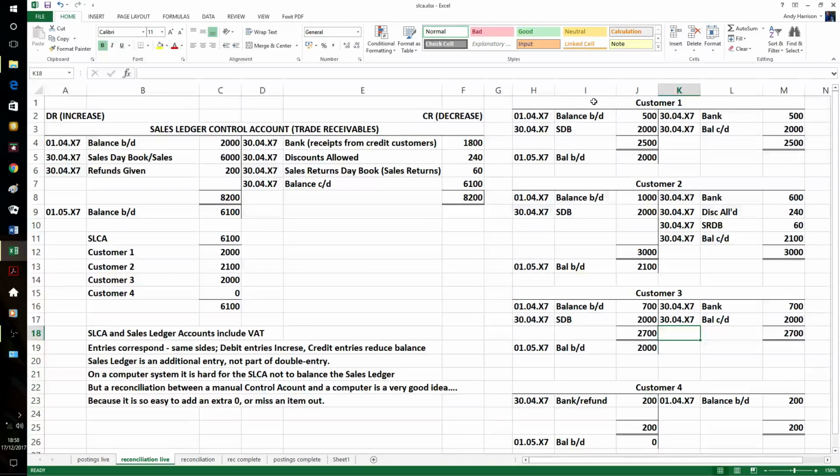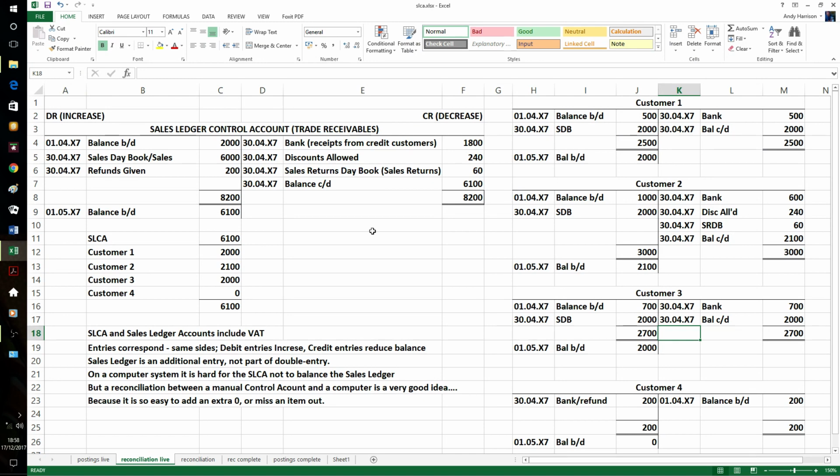This is still the increase side, so if I miss an item off, maybe that 2,000 becomes 1,800, then it will be decreased, so it will be lower than the control account. And if I miss it off on the credit side, that will increase the amount on that particular customer's account. So maybe I typed 50 instead of 500, it only looks like they paid me £50. The balance on the account will be higher, and therefore the individual accounts would be higher than the control account.